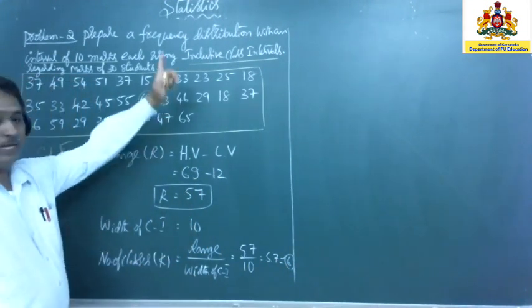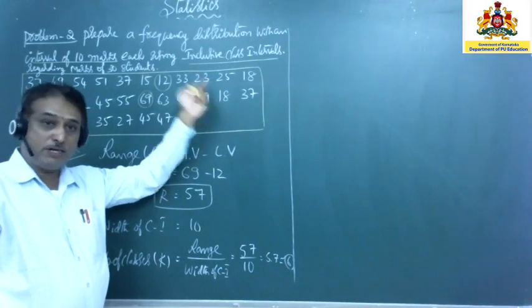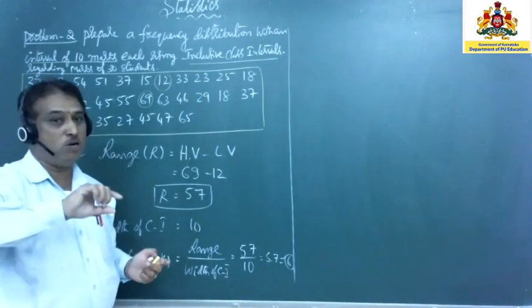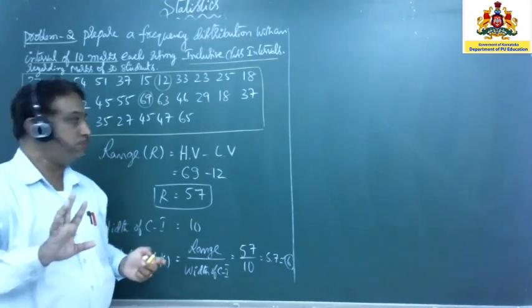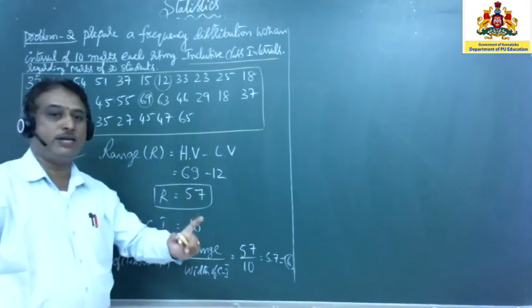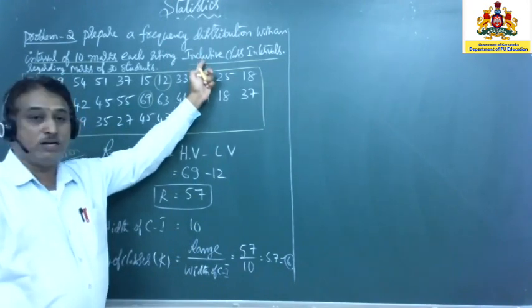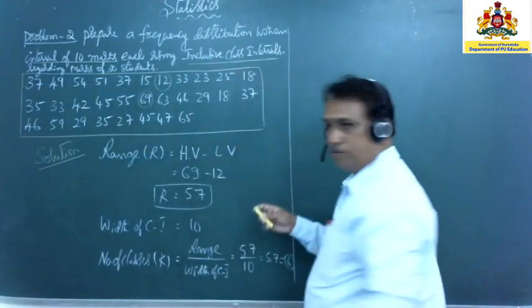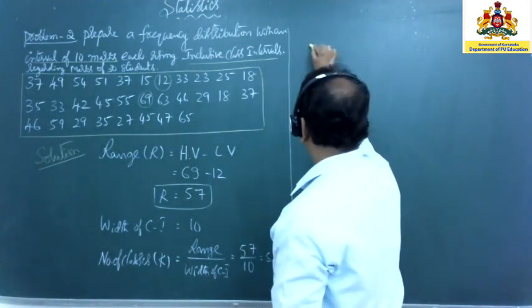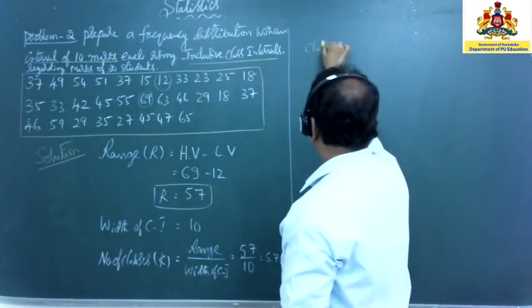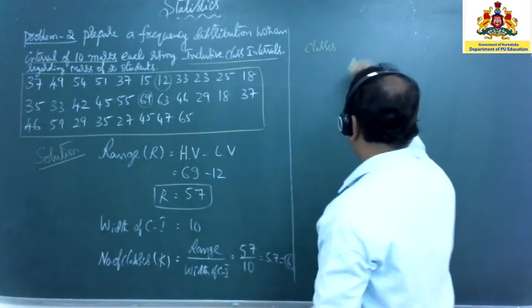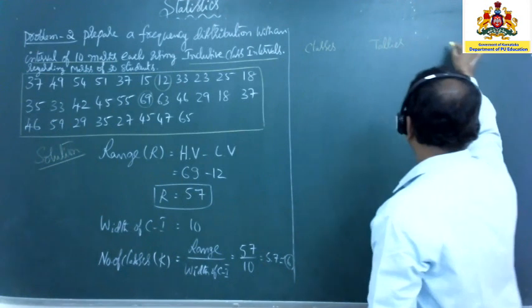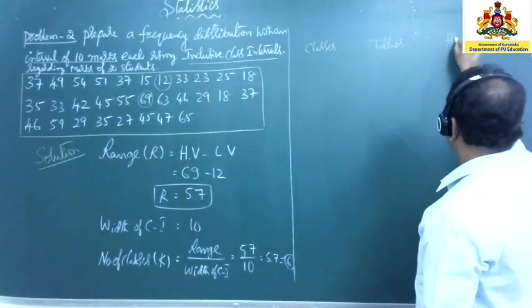In the first problem, we prepared the continuous frequency distribution, where the upper limit of the first class is the same as the lower limit of the next class. But here we have to prepare the inclusive type of class intervals. How to prepare the inclusive type of class intervals? First, classes. Next one is tallies. Next one is frequencies.